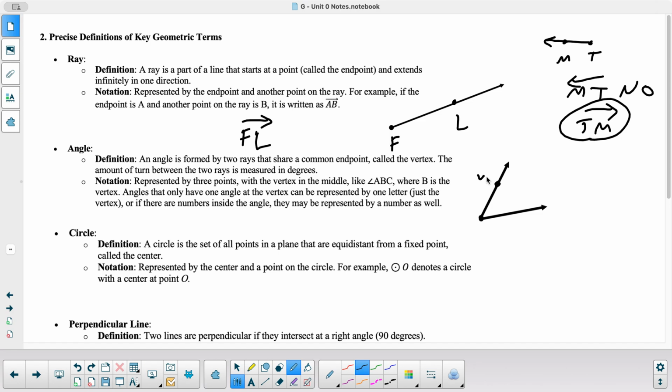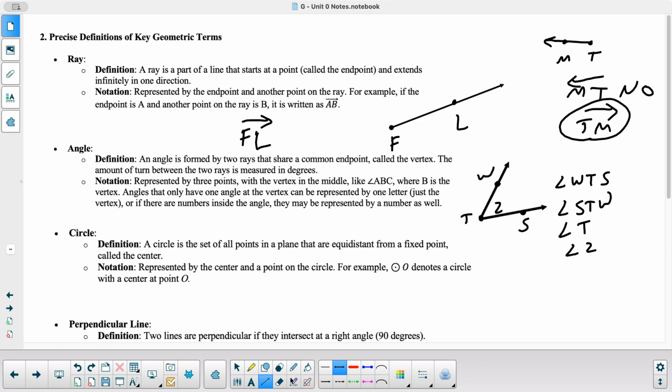So W, T, S. So we could call this angle WTS or angle STW. And since there's only one angle at T, you could call it angle T. 3 different ways. If there's a number on the inside, let's say they put a 2 there, you could also call it angle 2.